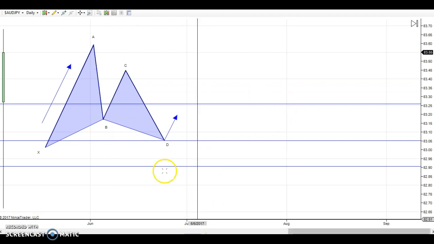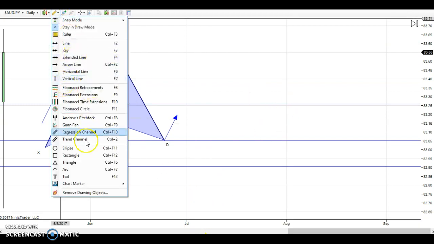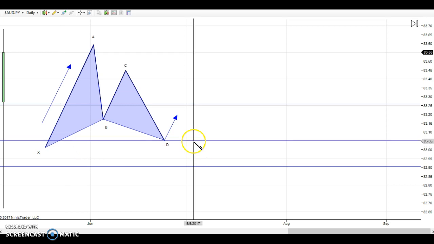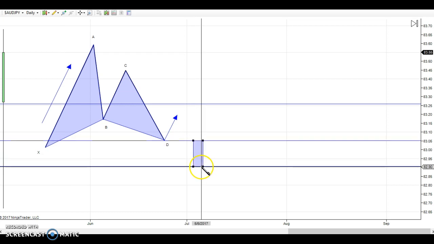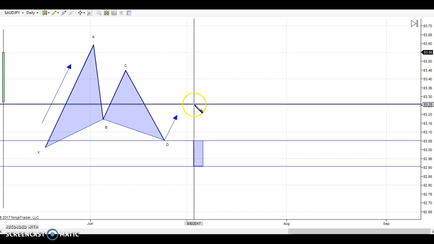And there is our Gartley pattern. So while I draw this risk reward out, let's say you're doing a bearish Gartley pattern, so the impulse leg is down. Everything is exactly the same.